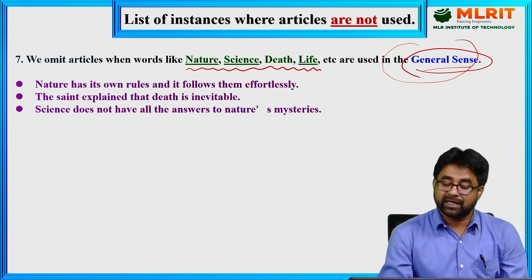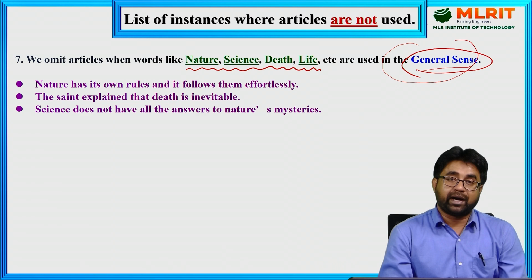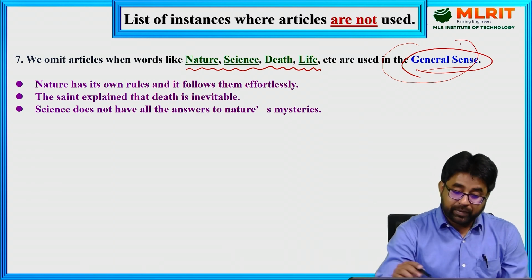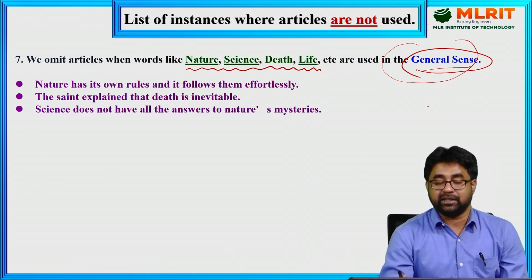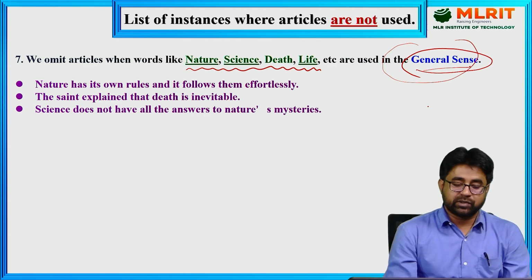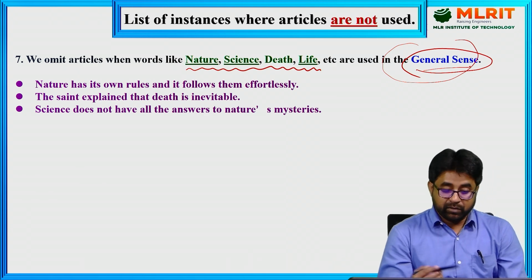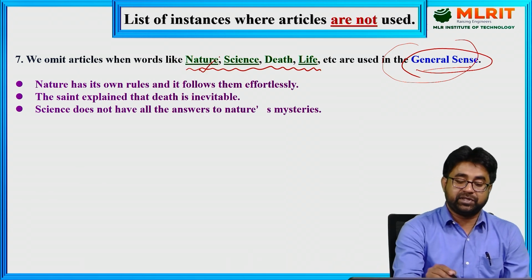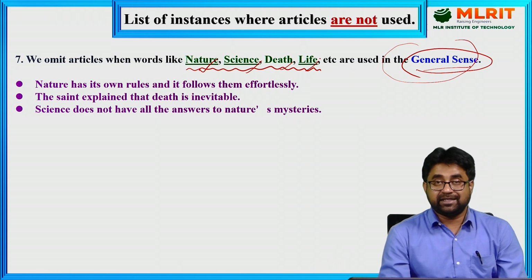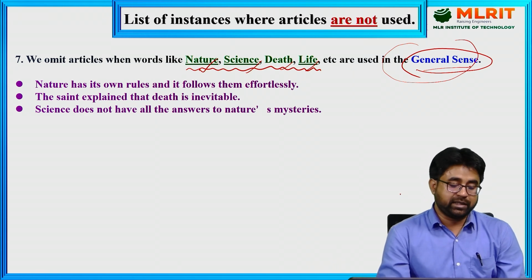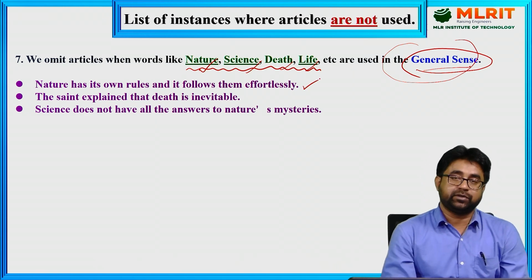In most of the cases, we have found that omission of the article happens when the nouns are used in a general sense. So here also you can see when we use nouns or words like nature, science, death, life in a general sense, then we are not supposed to use any article. You see the example sentences, it would be clear.